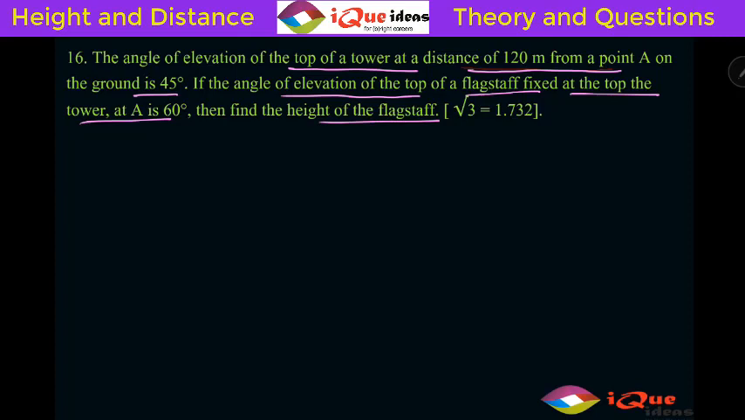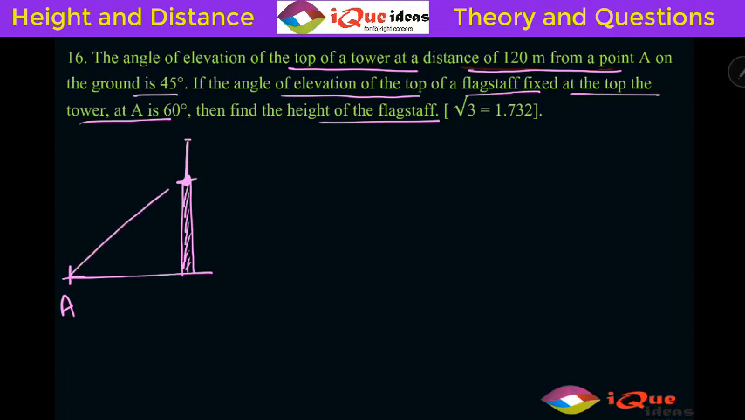First, we need to understand the diagram properly. Okay, let's say this is the ground. This is the tower. Let's say I'm drawing the tower like this. And on the tower, there is a flagstaff. Right? Alright, so this is the flagstaff and this is the tower. Right? Let's take another thing. It says distance 120 meters from a point A on the ground. Now, from this point A, the angle of elevation of the top of the tower. Right? This is the top of the tower.